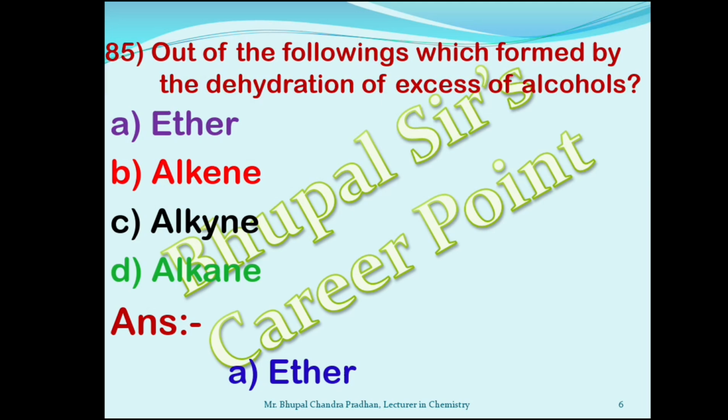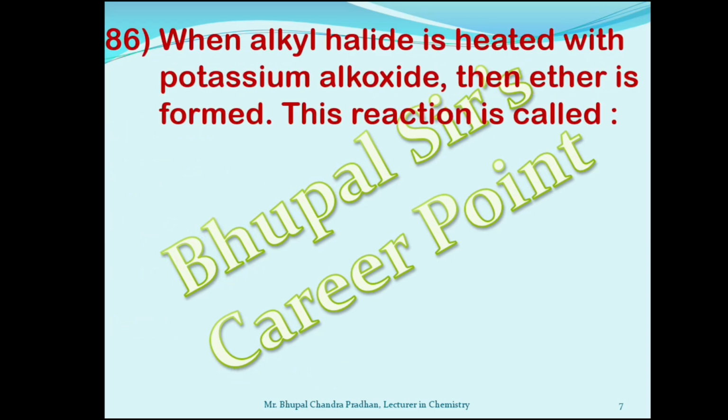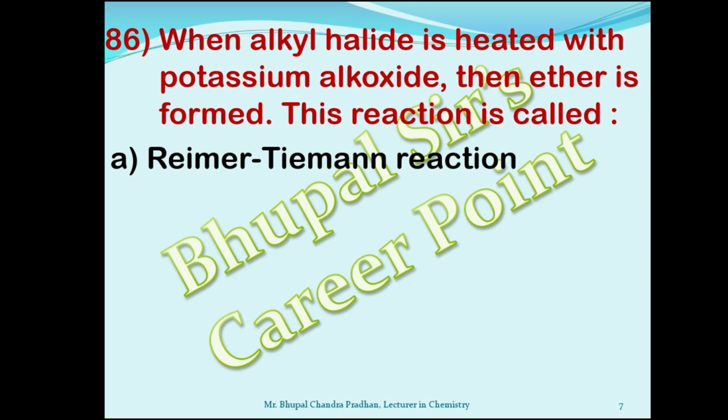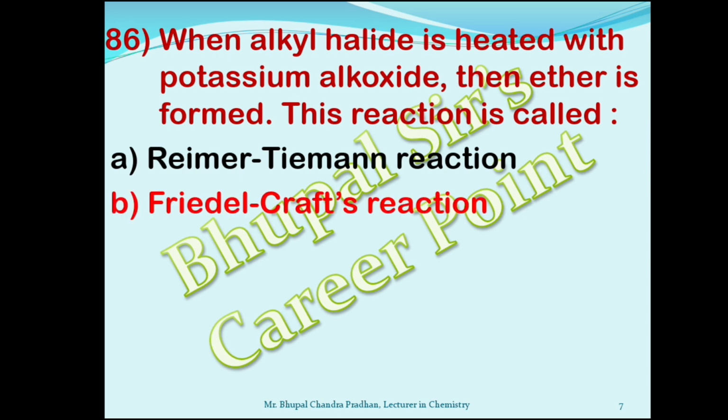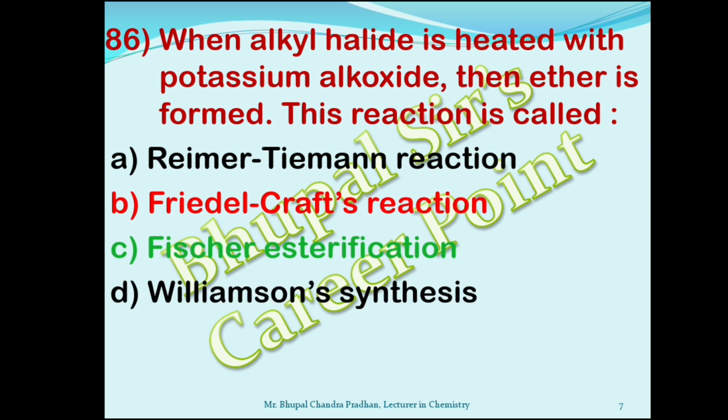Thanks for the students who have given option E as their answer in the live chat. Now let's come to the next question of the session, that is question number 86. When alkyl halide is heated with potassium alkoxide, then ether is formed. This reaction is called: option A Riemann-Tiemann reaction, option B Friedel-Crafts reaction, option C Fischer's esterification, option D Williamson synthesis.